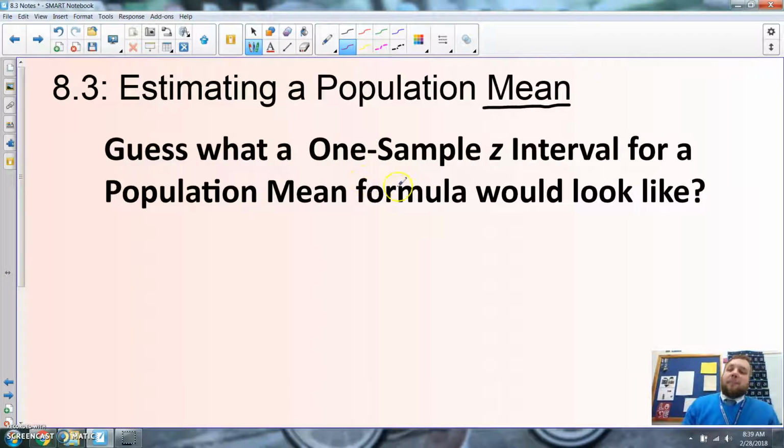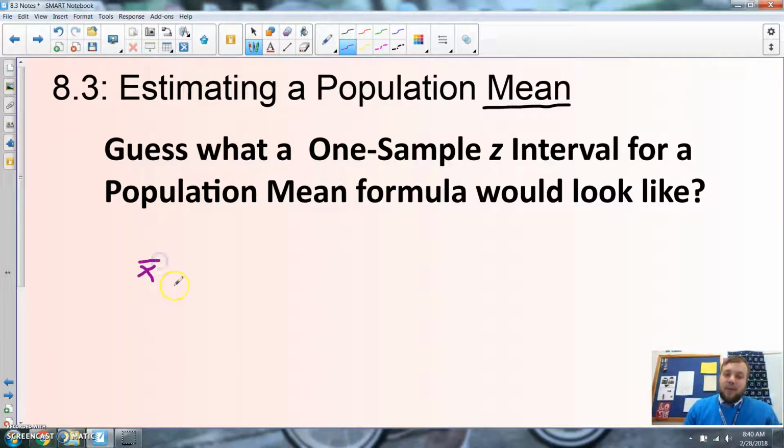Guess what our one sample z interval looks like for a population mean? What do you think it would be? All right, just think about it. Pause it if you need to. All right, write it down. I bet you guys know the formula already. It is going to be my best guess, right?